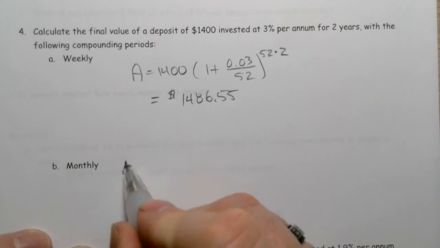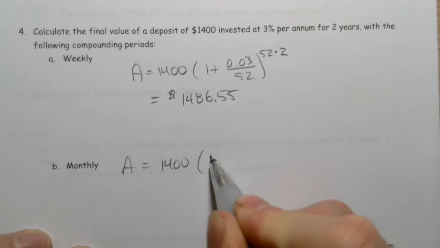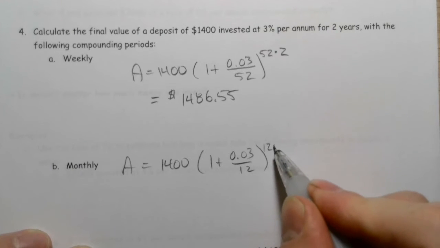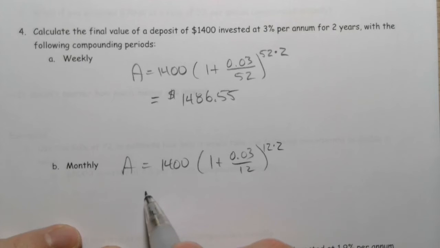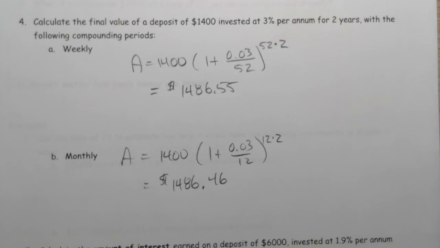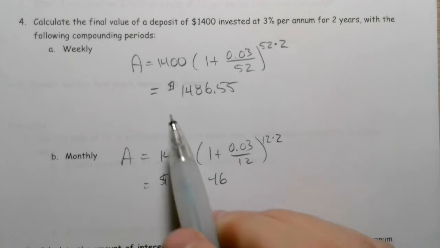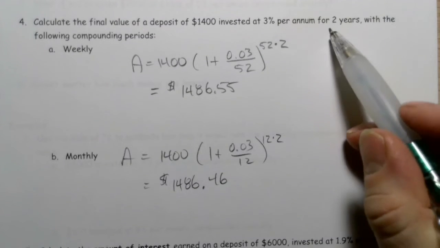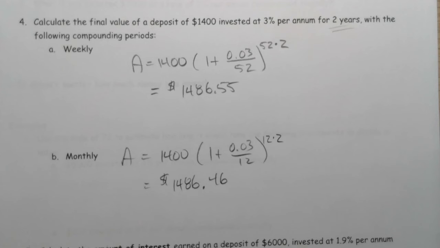Now, what happens if I back off and we just do it monthly? So 1400 multiplied by 1 plus 0.03, this time divided by 12, and then to the 12 multiplied by 2. And when we do that, we get $1,486.46. So the difference between those two is not that big. But bear in mind that we're still talking about a relatively small amount of money for a relatively small amount of time. That difference, like I've been implying here, gets more and more significant.